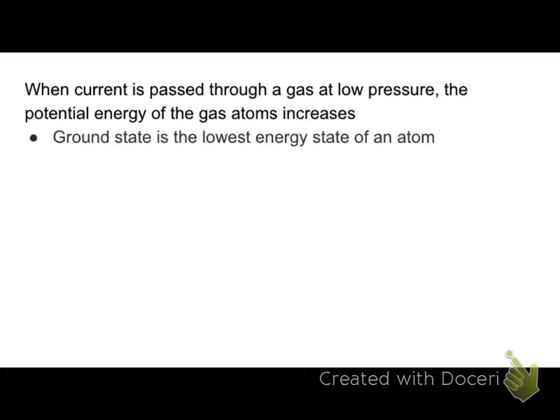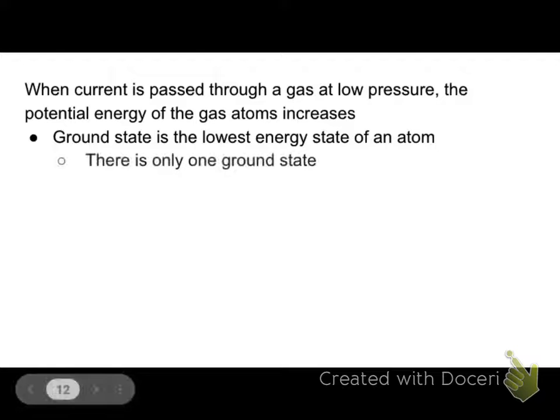Okay? So they start at what we call a ground state. This is the lowest energy state of an atom. So this is when it's not excited. So we talked about exciting an atom. This is when it's not excited. And there's only one ground state because you can't be less than not excited, right? Just can't be less than that.